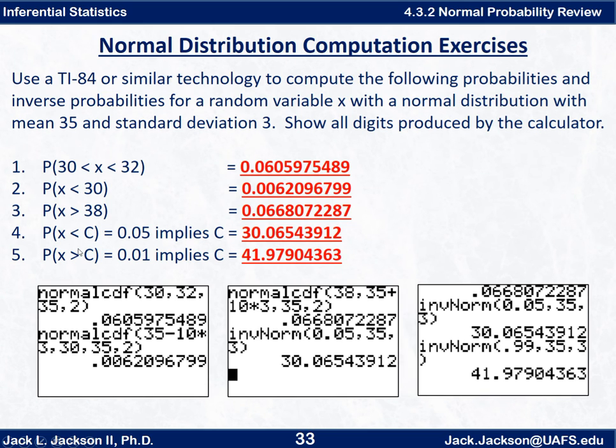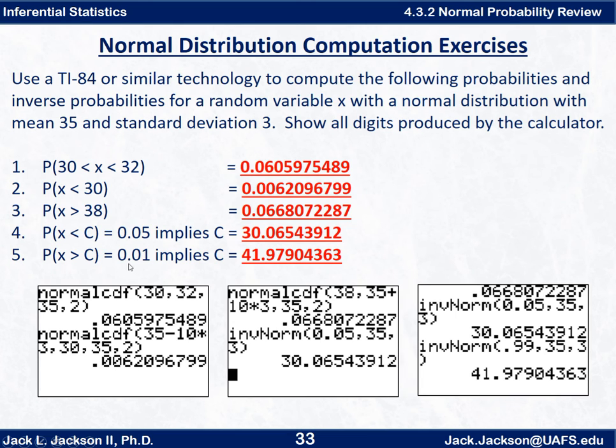Now the last 2 problems are inverse norm problems, inverse probability. This one is the type where they give us the probability to the left. That's set up exactly how an inverse norm works. So we put this 0.05 as the first number entered, the probability to the left, and of course we give it the mean and standard deviation, and it gives us an x value of 30.065, etc. So about 30.065, the probability that we're to the left of that is 0.05.